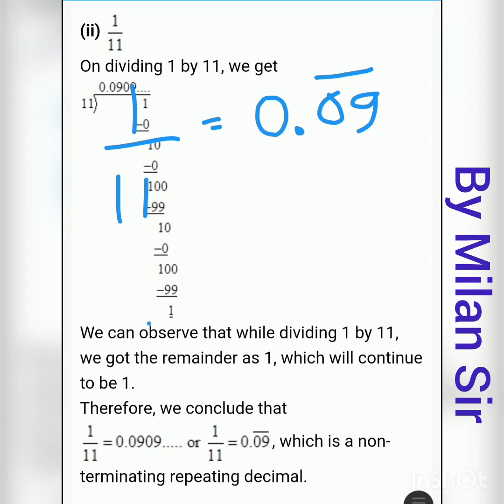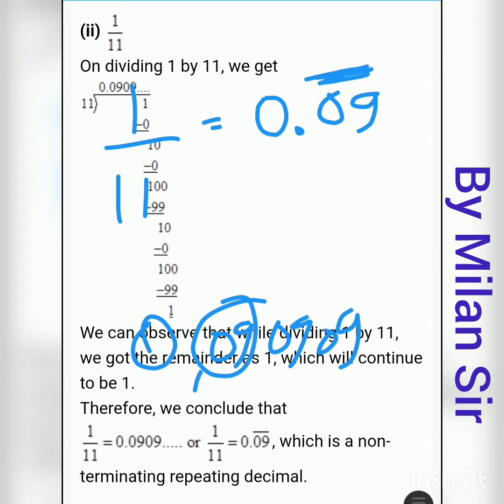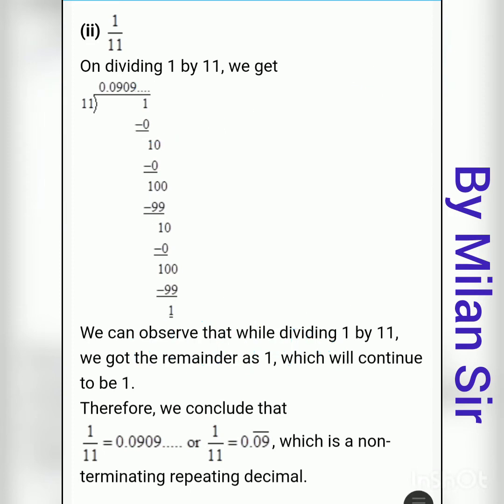Here our answer is 0.09090909. That means 09 is repeating here, so on 09 we draw one line. It is written as 0.09 bar, which means these two digits are repeating. Now here our answer does not terminate, so it is called non-terminating.